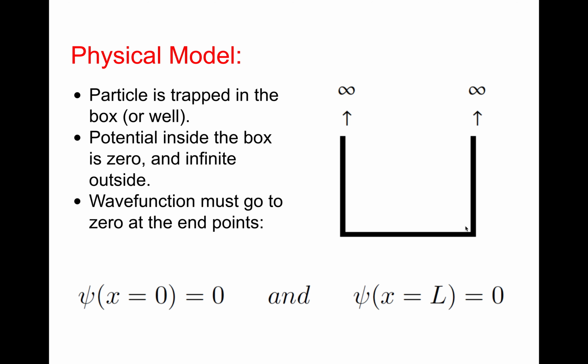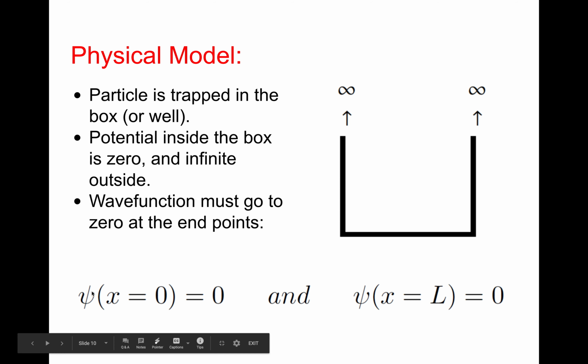This model predicts that the wave function at this point here and the wave function at this point here go to 0. There's no probability of finding the electron outside this well. So our boundary conditions: the wave function at x equals 0, right here, is 0, and the wave function at x equals L, right here, is equal to 0.